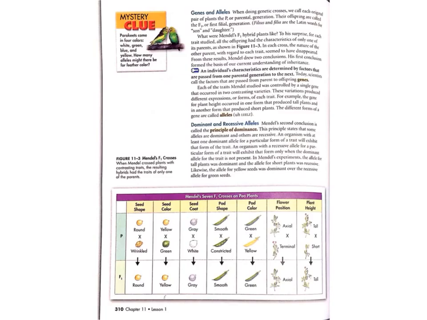Figure 11-3. Mendel's F1 crosses. When Mendel crossed plants with contrasting traits, the resulting hybrids had the traits of only one plant. When Mendel crossed a round and a wrinkled pea plant, he saw only round offspring. When Mendel crossed yellow and green peas, he produced only yellow peas. When Mendel crossed peas with a seed coat that was gray and white, the resulting offspring were all gray.